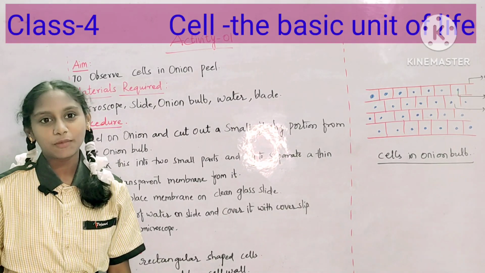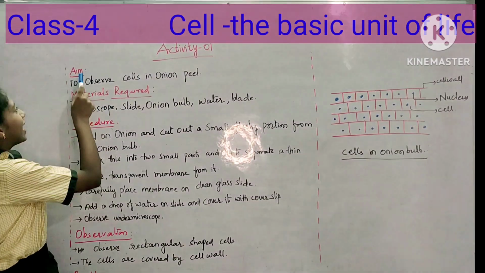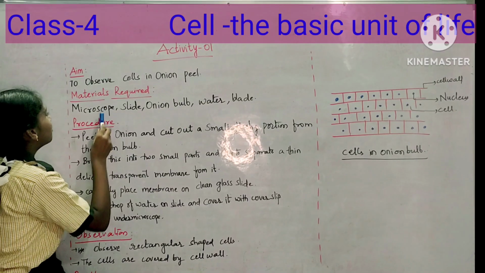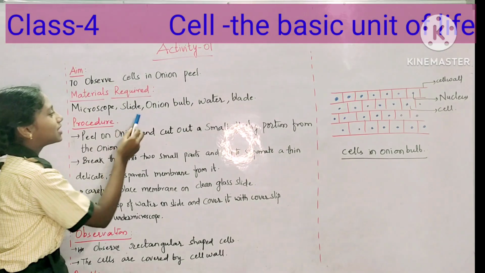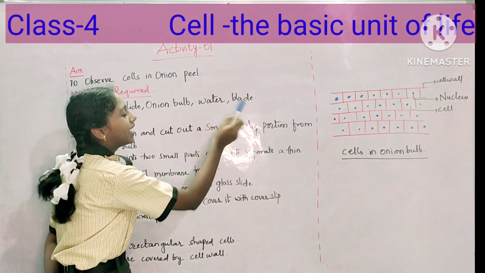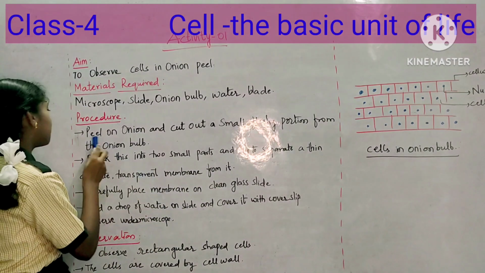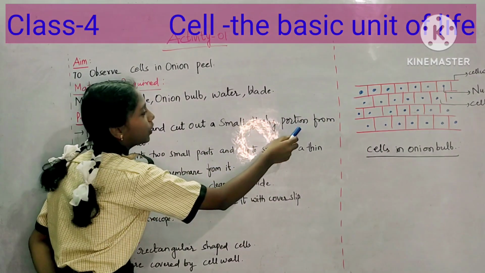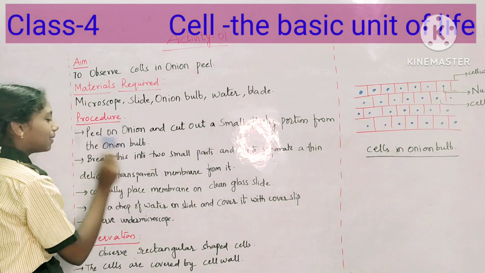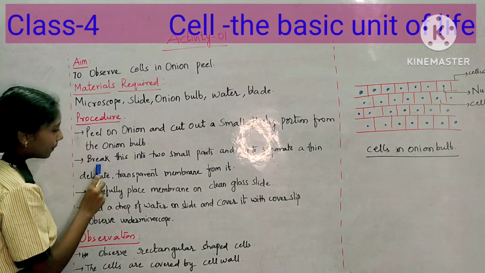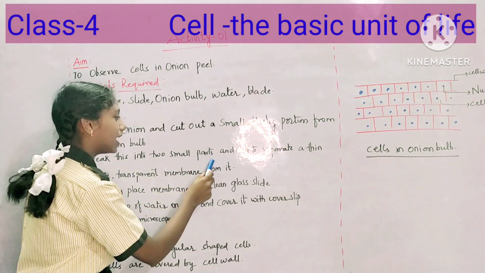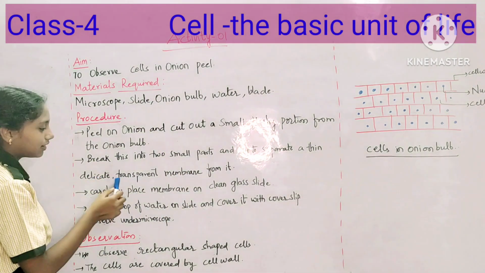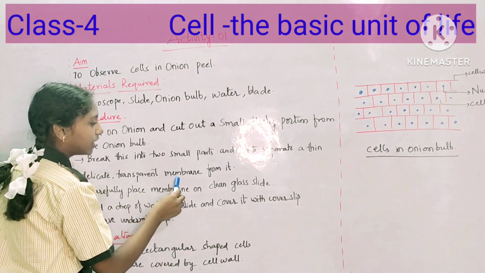Hello friends, let's perform an activity with an onion bulb. Aim: to observe cells in an onion peel. Materials required: microscope, slide, onion bulb, water, blade. Let's see the procedure. Peel an onion and cut out a small fleshy portion from the onion bulb. Break this into two small parts and try to separate a thin, delicate, transparent membrane from it.